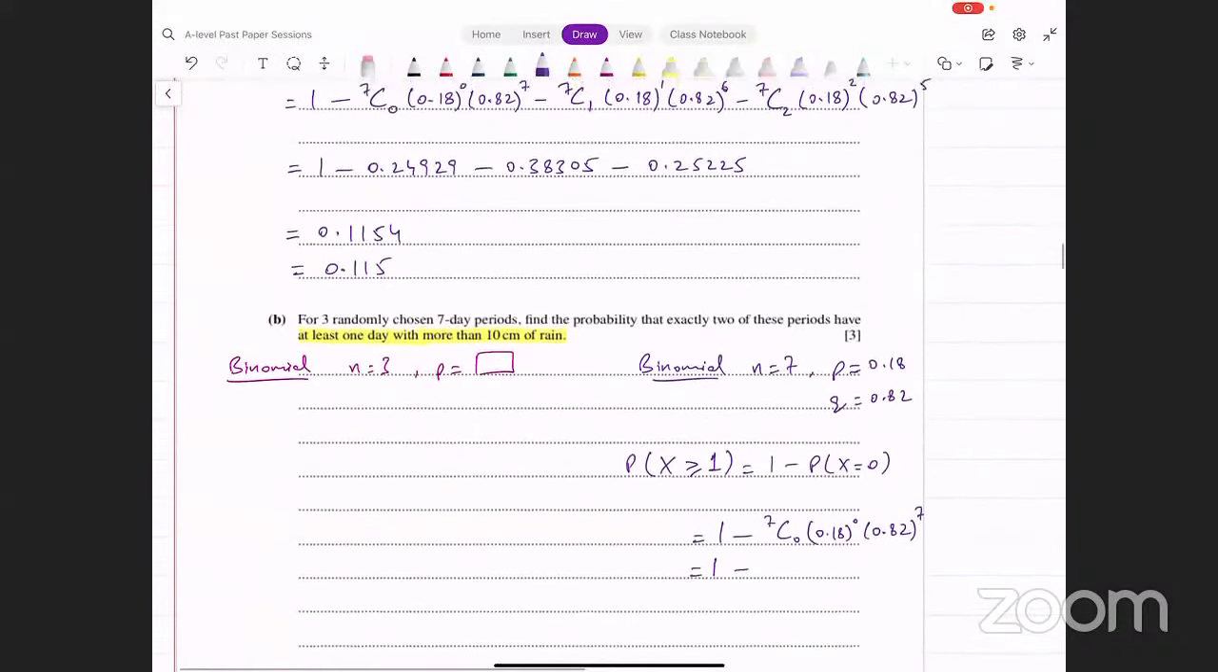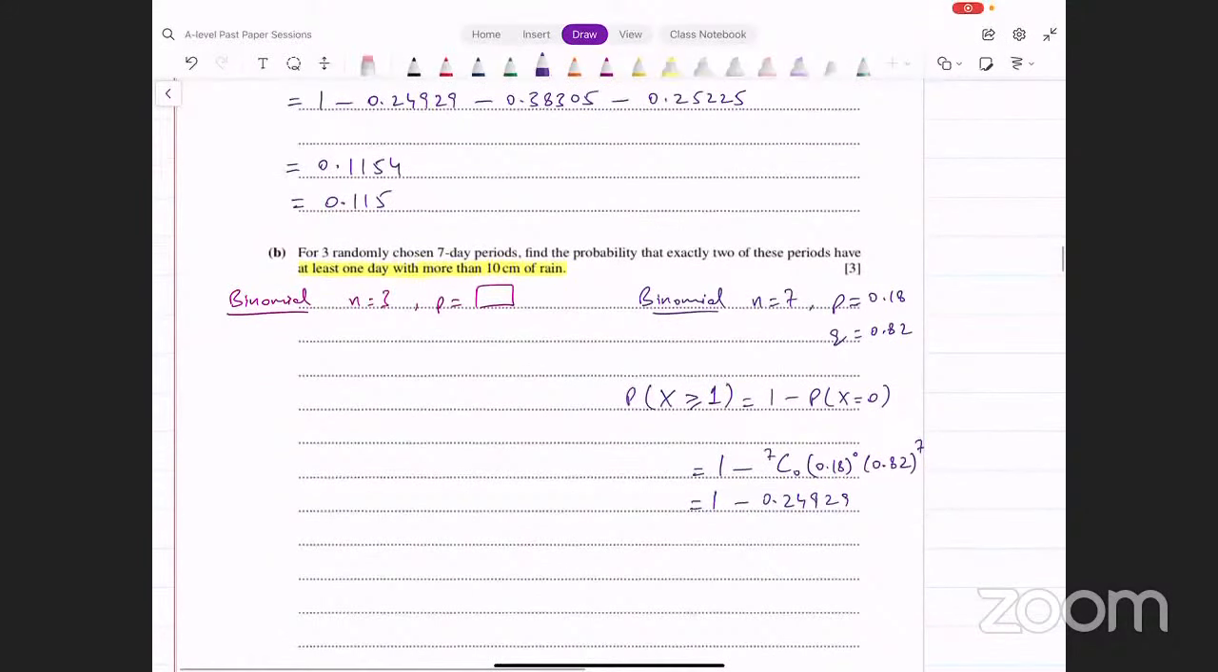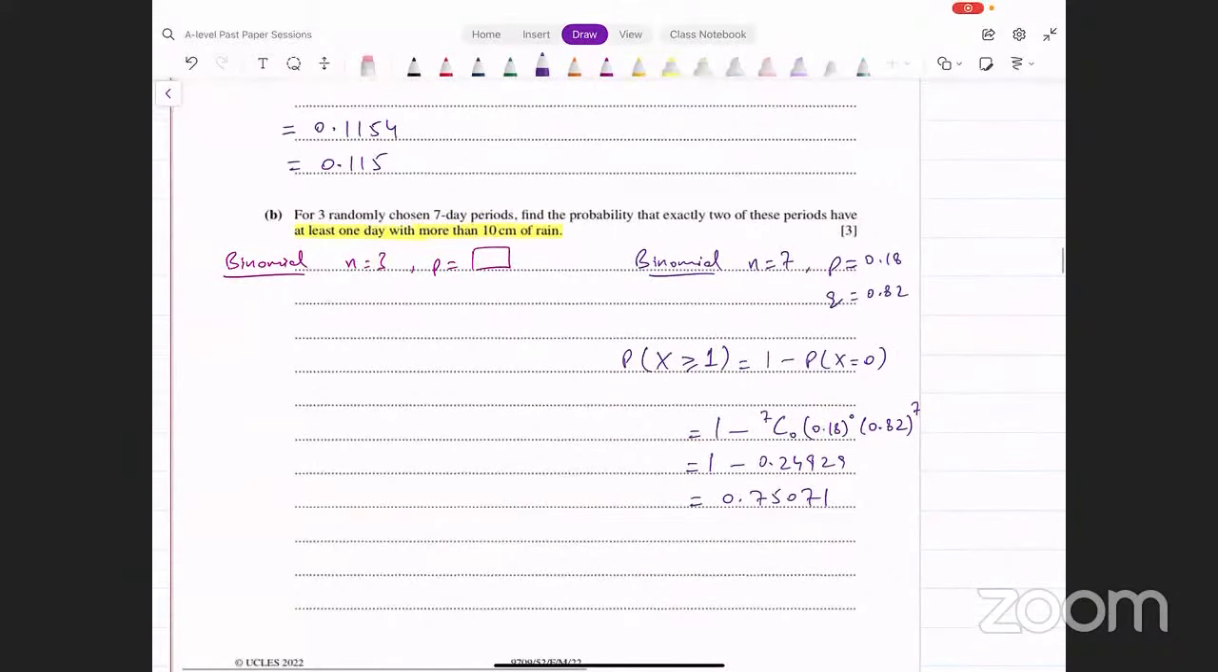7c0 वाला केस क्या था? It was coming out to be 0.24929. ये आप देख लें आपके पास क्या आता है? 1 minus 0.24929. This is giving me 0.75071. This is the probability of having at least one day with more than 10 centimeters of rain. ये आपने वो probability निकाली, ठीक है?